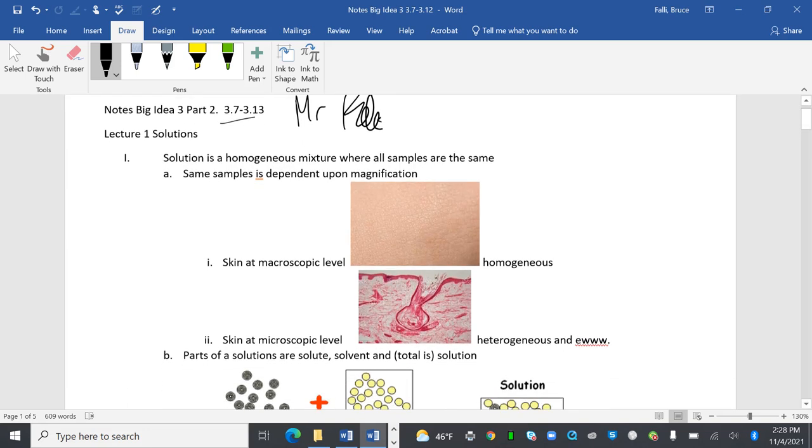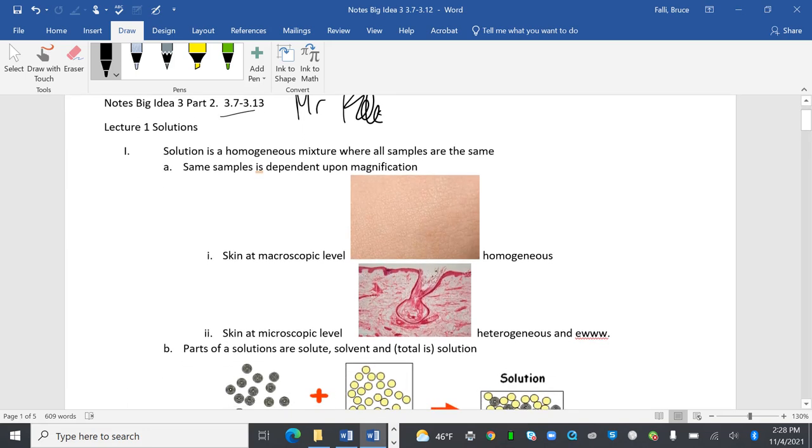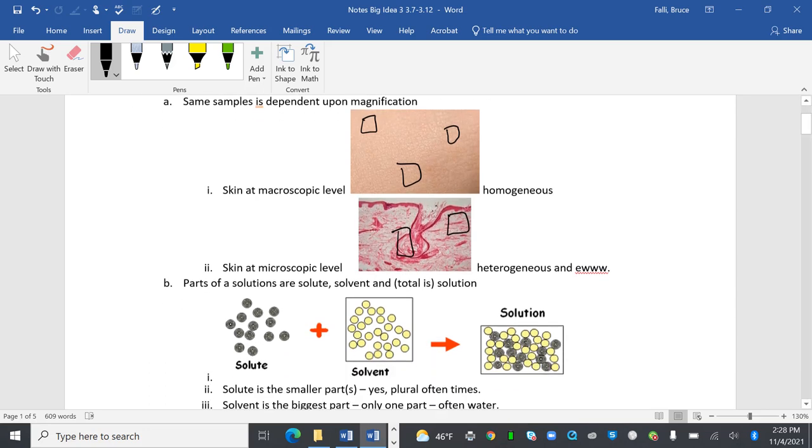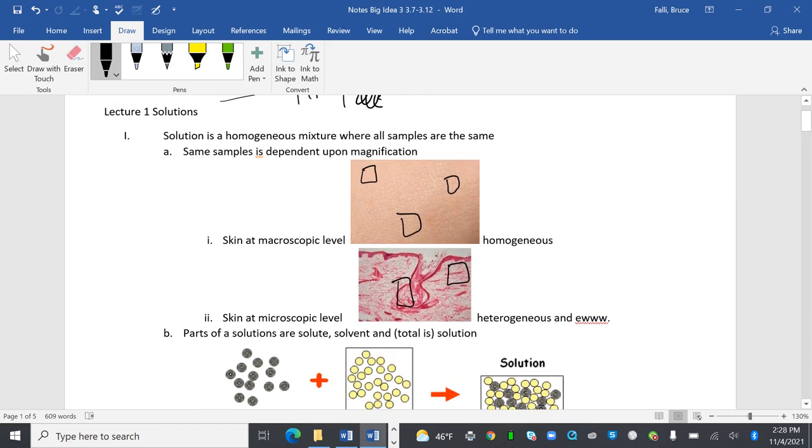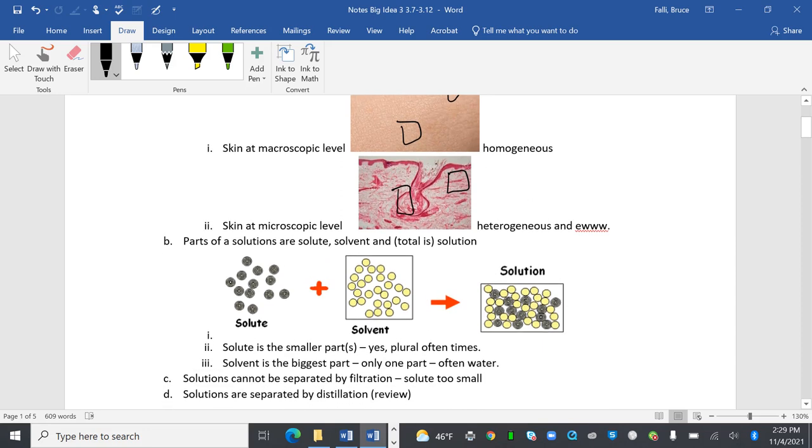A solution is a homogeneous mixture where all samples are the same. The same samples is dependent on magnification. So, if you look at skin right here, see how that sample is kind of the same as that sample, same as that sample. So that's at a macroscopic level. But on a microscopic level, do you see how this sample is very different than this sample? Under a microscope, skin is heterogeneous, right? So just be aware that you can change that by the scale you look at.